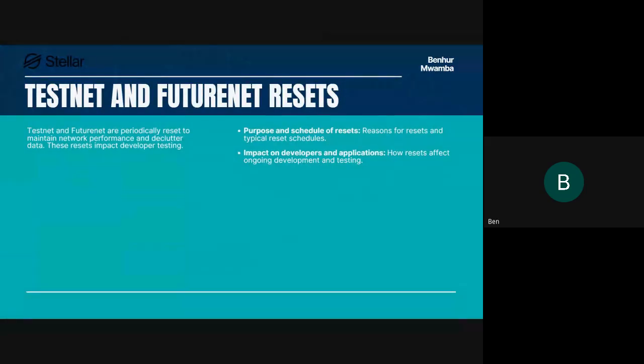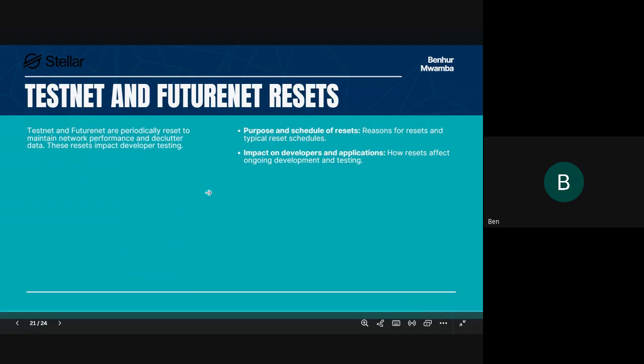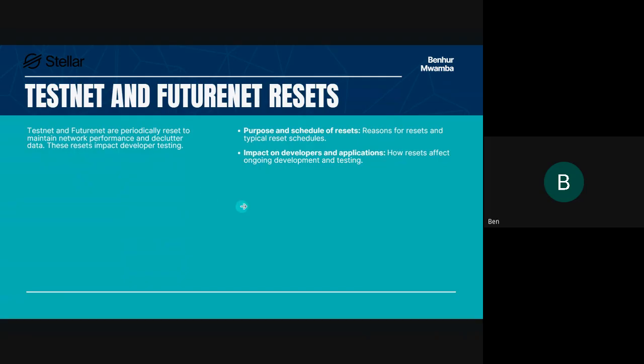But before the reset happens, you get a notification from the Stellar Development Foundation on Discord and also on their website. So it never comes just by surprise. As a developer, you have to understand how the reset can affect ongoing development and testing. You have to consider that when you are building your application and testing your application.